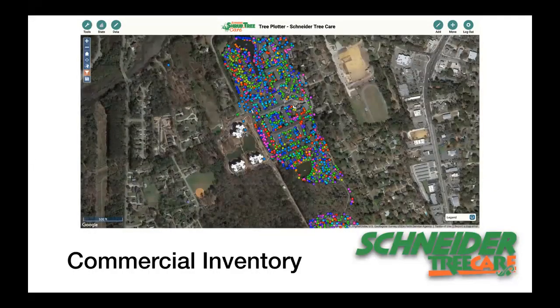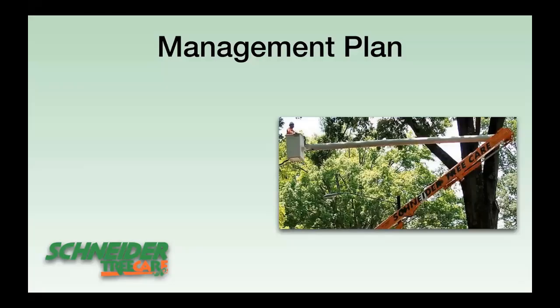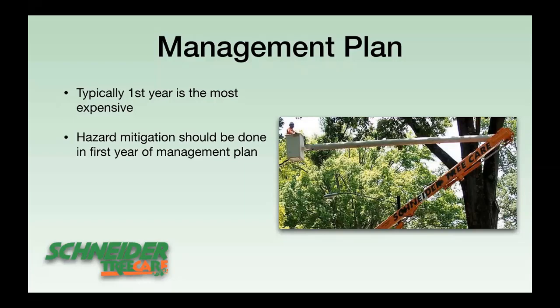So on a commercial inventory, this is the main portion where you're going to start creating that management plan. Typically for us, what we've seen is that the first year is the most expensive for a client. So if you can get through the first year, usually you'll be able to back off on their budget and they'll be able to spend less as they go. In this first year, they're getting the inventory set up, they're controlling all the hazards, they're removing the trees that need to be removed. Your first year is always going to be the most expensive.